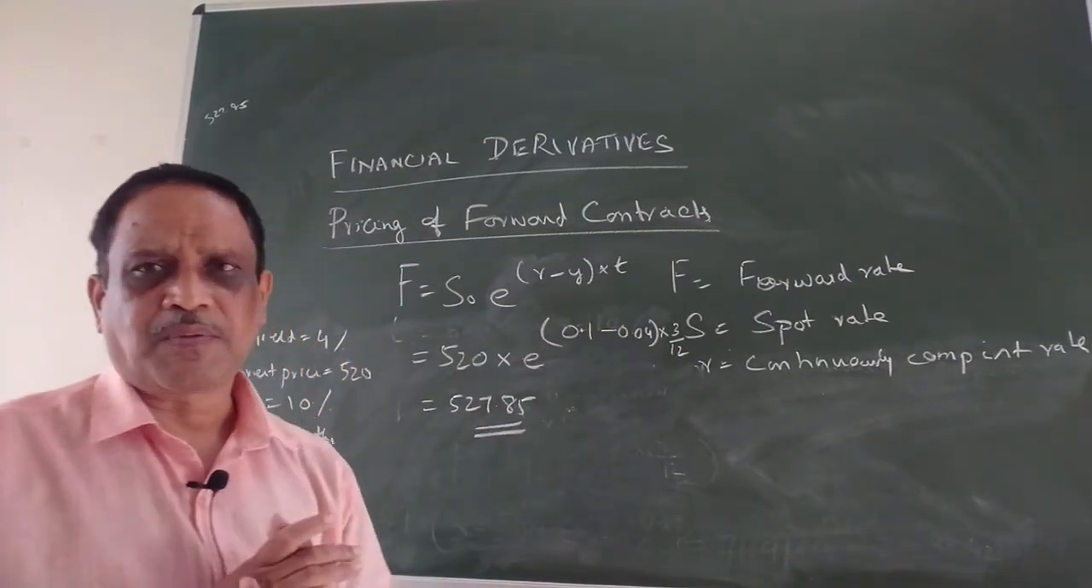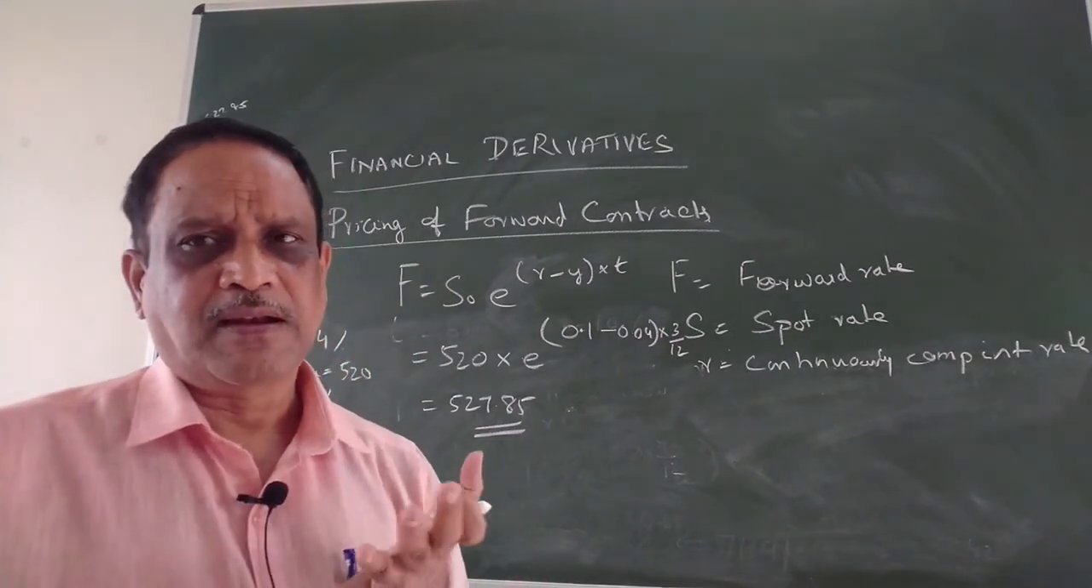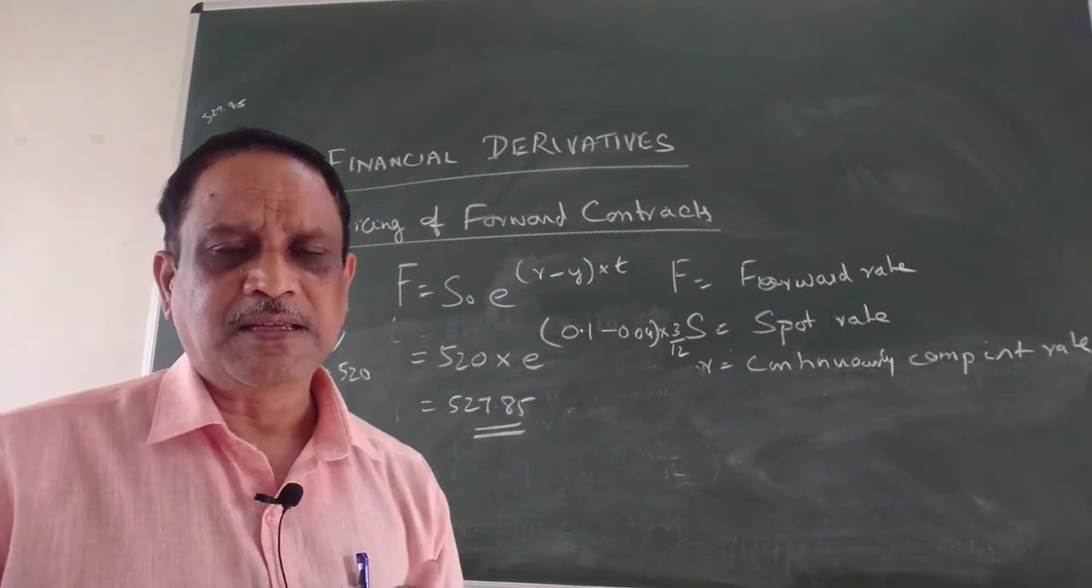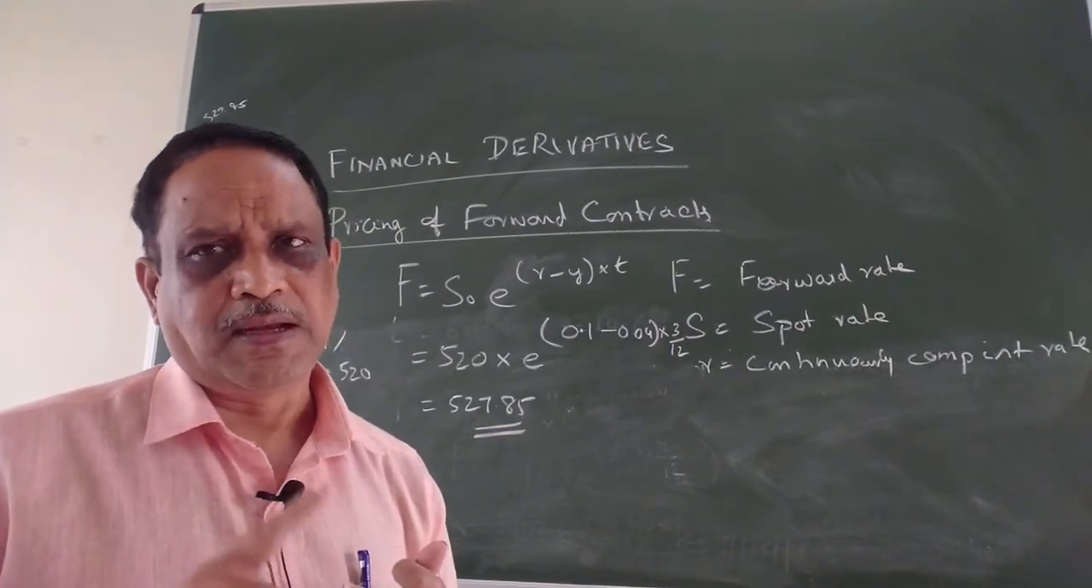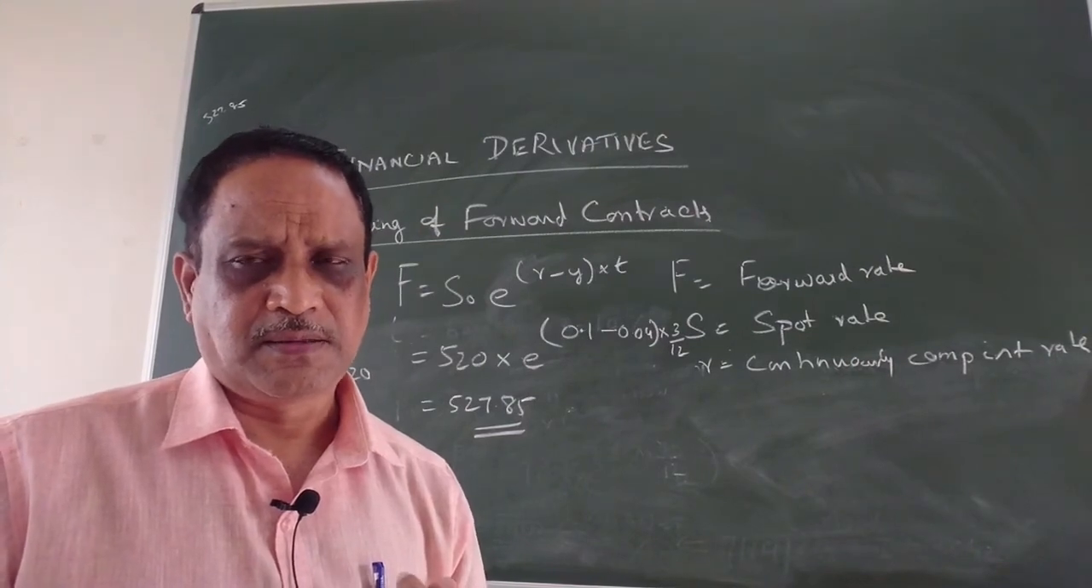So we have done 3 problems in forward pricing. The first one is directly without any dividend. The second is when there is a dividend payment. The third is for an index with yield. So all these 3 problems were done in this chapter.